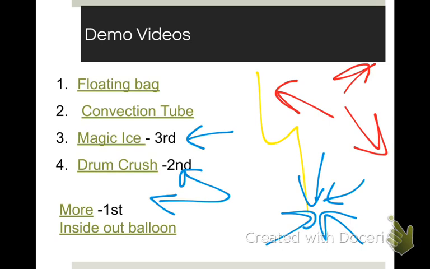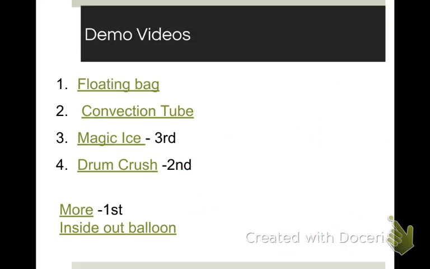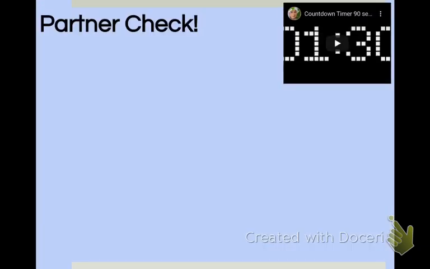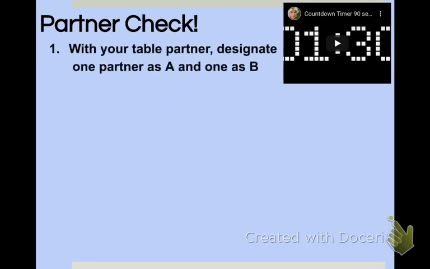But that shows you how these heat transfer methods are going to carry along with us as we continue on with weather. So moving right along, we are going to do a little bit of a review. So the first thing that you are going to do is with your table partner, one person needs to be designated partner A, and the other person needs to be designated partner B. So go ahead and choose who is going to be A and who is going to be B.